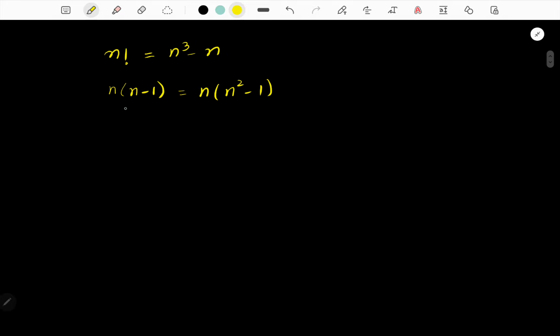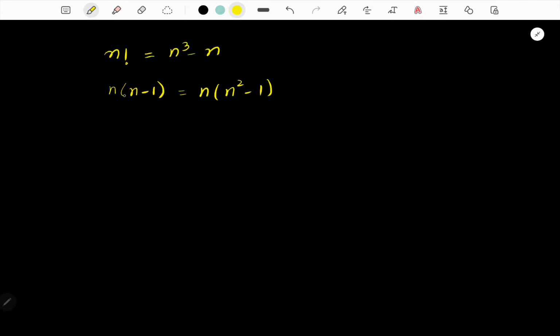So we can divide both sides by n, but first we have to check whether n is a non-zero number or not, because here the problem involves factorials, so n must be a positive integer. We can easily check from the given equation. If we substitute 0, then 0 factorial is 1, and on the right, 0 minus 0 will be 0. So 1 cannot be equal to 0, thus n is not equal to 0.